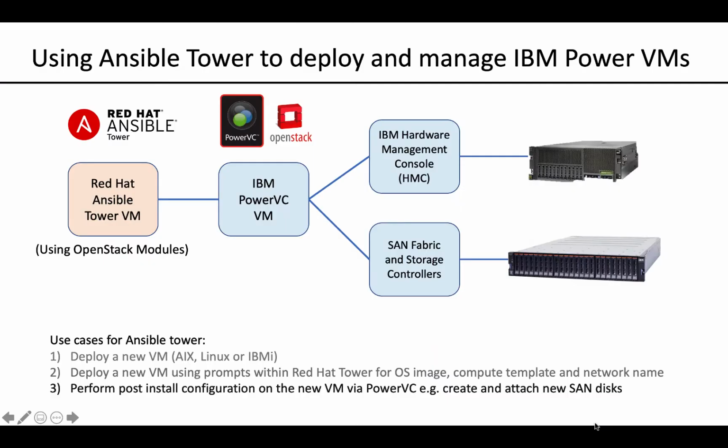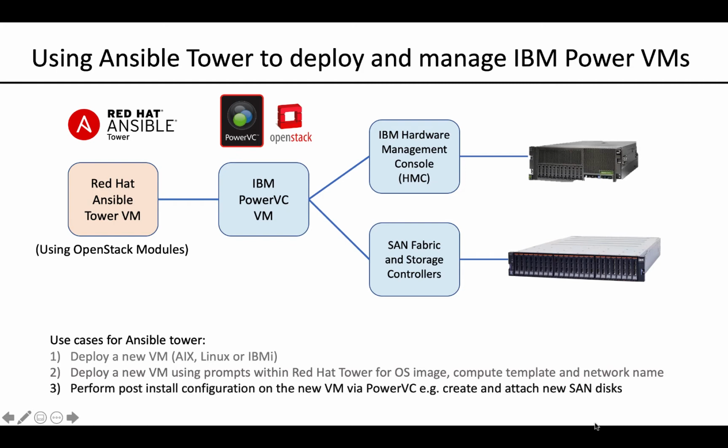So this is the environment that we've got set up. On the left hand side I've got my Red Hat Ansible Tower VM connected to my IBM PowerVC virtual machine running RHEL on my Power server. My PowerVC server in turn is obviously connected to my hardware management console to control my hardware, and also connected to my SAN fabric and storage controller.